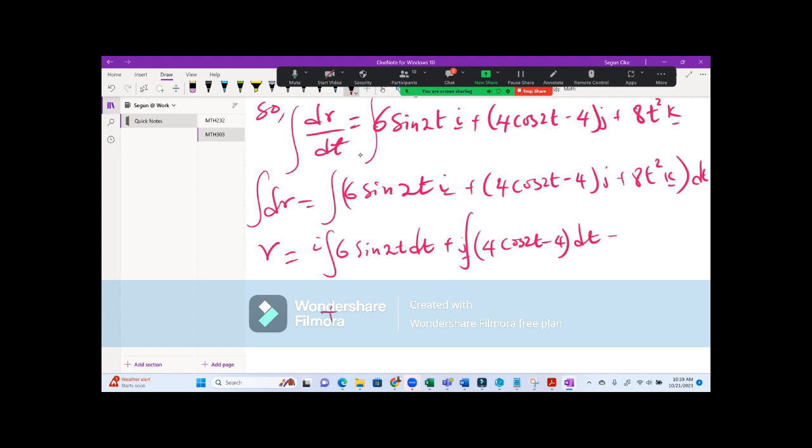plus the integral of 8t squared k dt. So we can begin to integrate this one. When you integrate it, how do you solve this one?